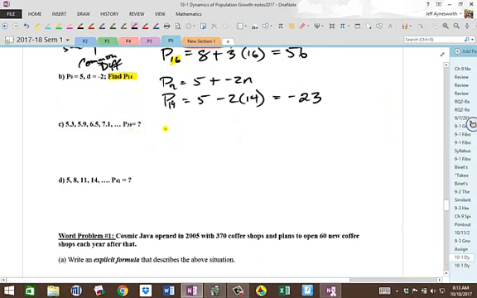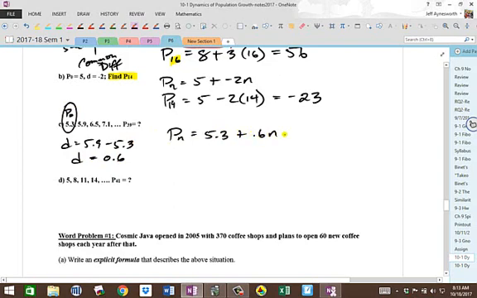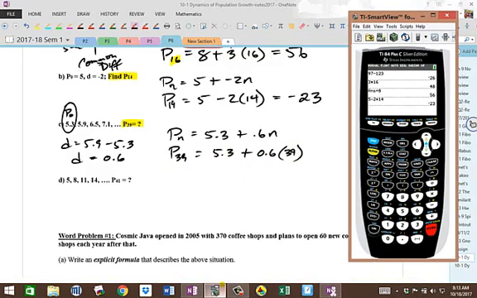Okay, notice on this one now, the d is not given. So d is equal to 5.9 minus 5.3. What's that? Well, that's just 0.6. So d equals 0.6. So p sub n is equal to p sub 0, which is 5.3, plus 0.6 times n. There's your function. Now let's predict what the 39th population is going to be. So p sub 39 is equal to 5.3 plus 0.6 times 39. Kick in your calculator: 5.3 plus 0.6 times 39, and you get 28.7.